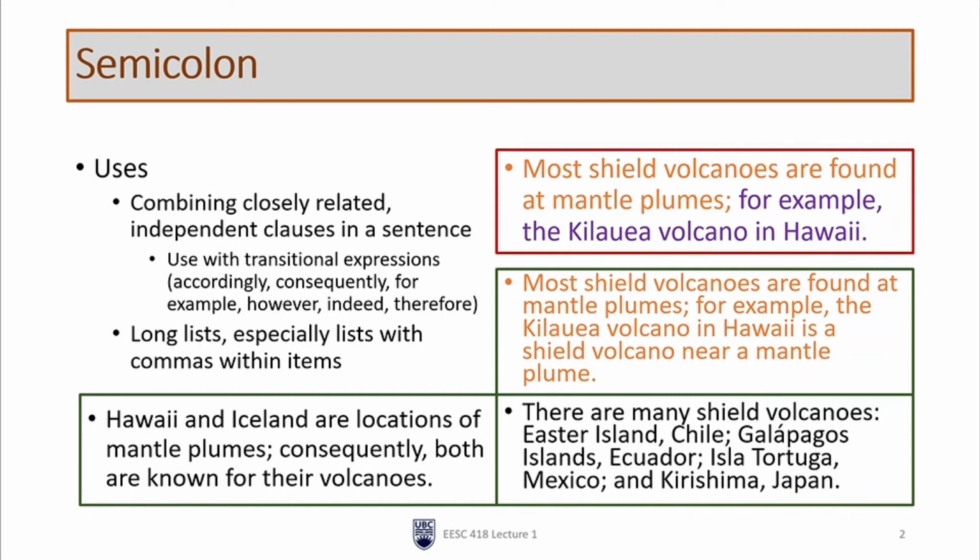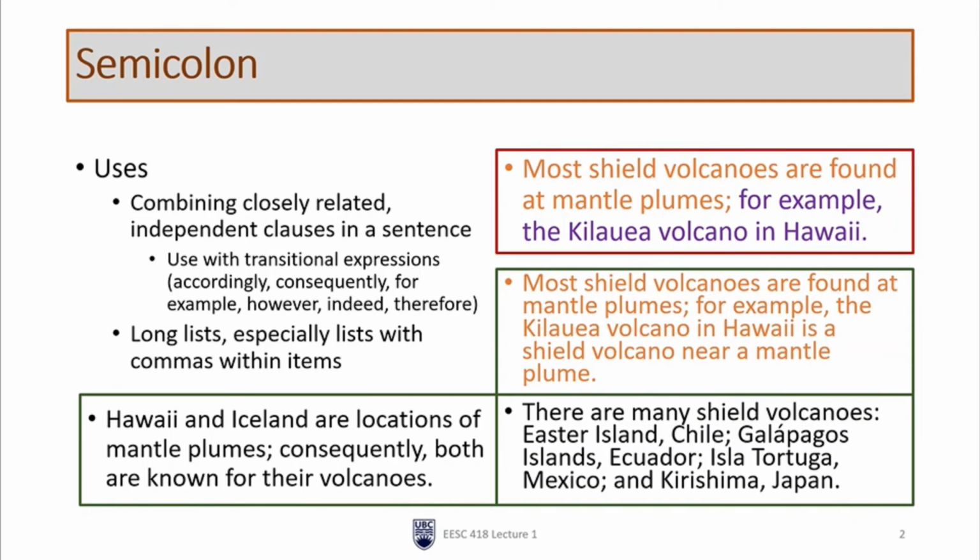And then on the bottom left, I've shown another example of using a transitional phrase. And I want to note that in 2 weeks, we'll be going over transitional phrases in a lot more detail. This is really just setting the basis of understanding how the semicolon best fits into it. So Hawaii and Iceland are locations of mantle plumes; consequently, both are known for their volcanoes. And you can see here I've used the word consequently. There are quite a few more transitional phrases that we'll go over.